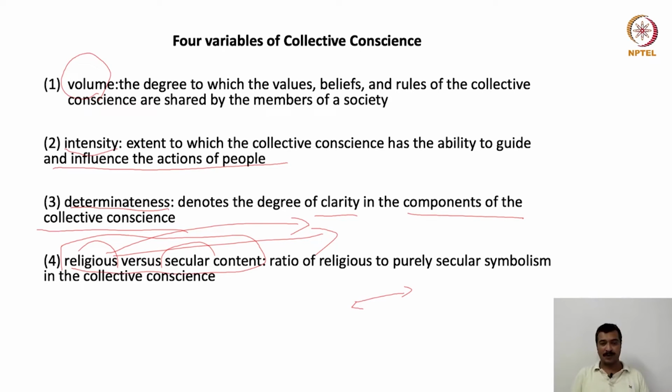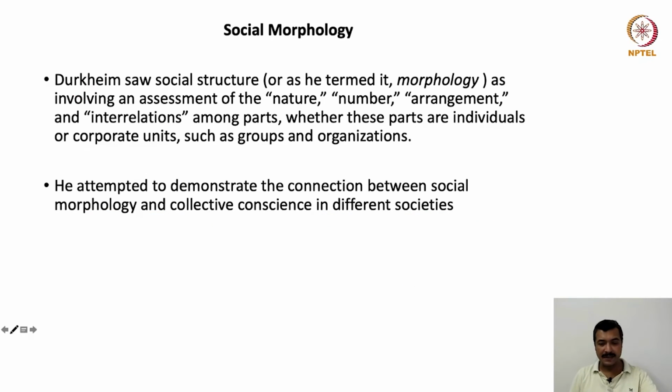something very important. So one is the volume, the degree to which they exist. Second is intensity, how powerful they are. Can people get away without observing this collective conscience, or is it such a scenario that people can't even think of disobeying them? Third is determinateness. And the fourth is the religious or secular content.